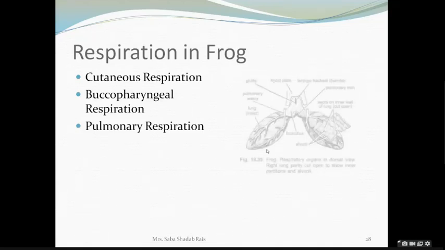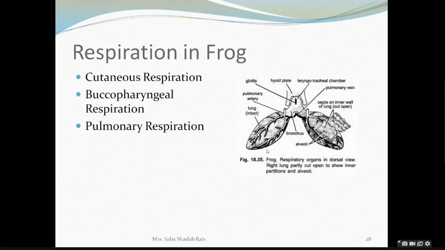Right, then when we talk about pulmonary respiration, we have learned that the first things the animal requires are the nostril and the buccal cavity. The buccal cavity as well as the hyoid apparatus, which is present on the floor of the buccal cavity, help to take the air in and out. Then we have learned the pulmonary mechanism, in which the buccal cavity has two pairs of muscles. These are called the stenohyal muscles and the pterohyal muscles.